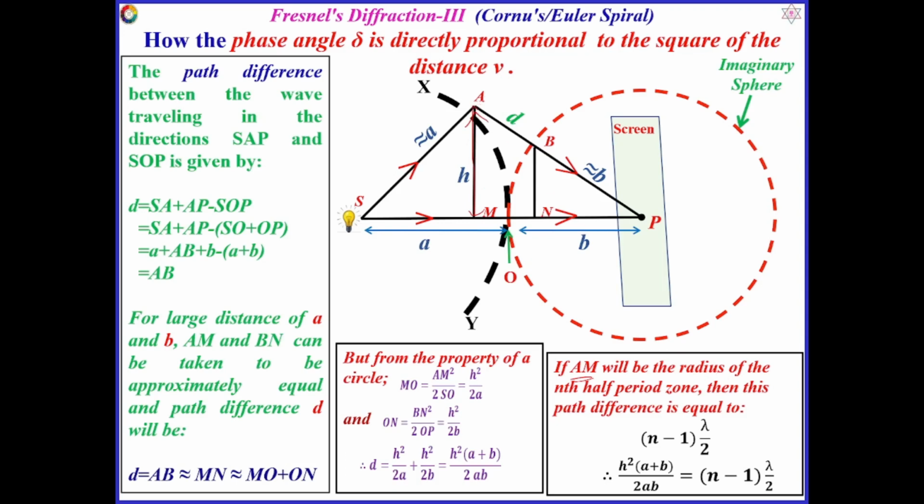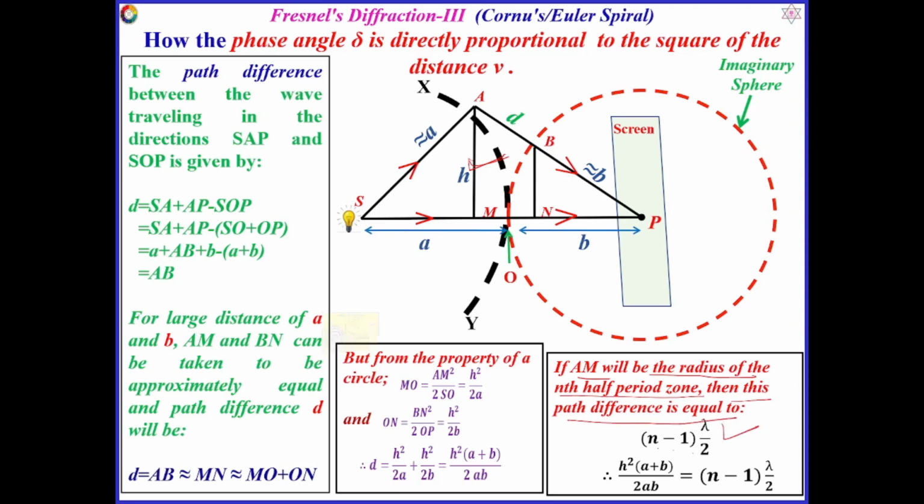If this imaginary sphere is cut at A, we are going to get a half period zone like this, and the corresponding radius will be, obviously, this am. This am will be the radius of this circular half period zone. Let am be the radius of the nth half period zone. So if am is the radius of the nth half period zone, then this path is equal to (n minus 1) lambda by 2.